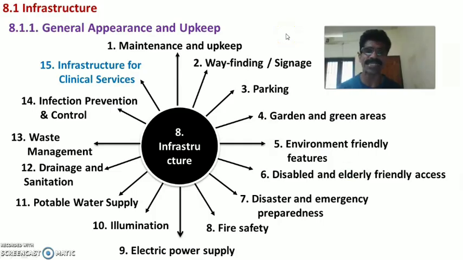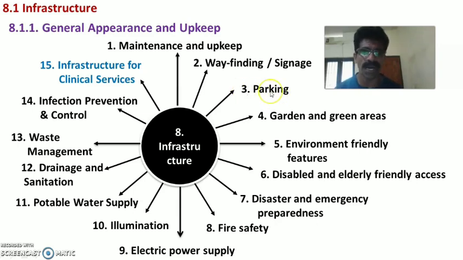So if you are going to answer an essay, you can just list down what are the infrastructure is necessary or has to be maintained as per IPHS standards 2022 by sub-health center or health and wellness center. So under infrastructure, first one is general appearance and upkeep. It includes the maintenance and upkeep of the sub-health center or sub-center, wayfinding or signage post. Where is the OP? Where is the lab? Where is the pharmacy, etc.